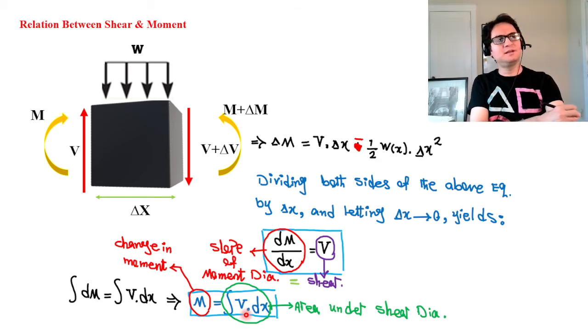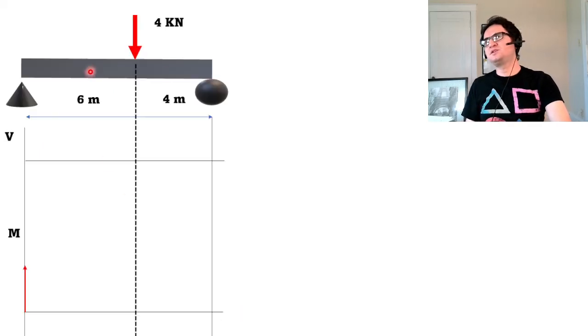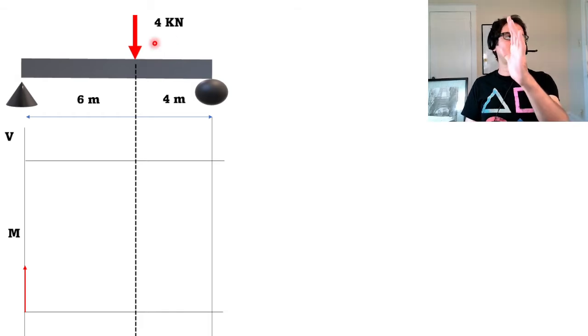Let's put it in an example to grasp the gist of the formula in practice. So if we have a simply supported beam and a concentrated load applied a little bit after the center from the left side, it's 6 meters on one side and 4 meters on the other. If it was 5, it was at the center.